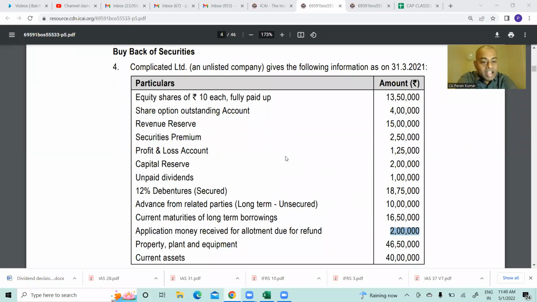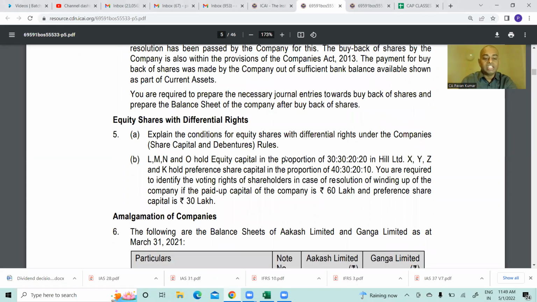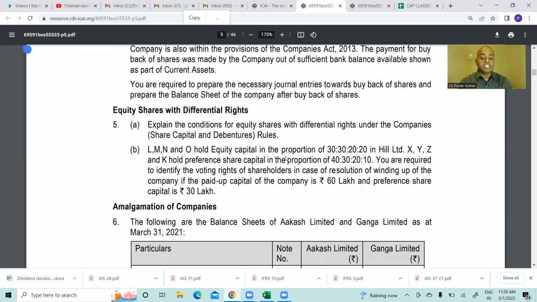So, hi guys, welcome back. So we have completed ESOP, we have completed buyback of shares. Let us see what next. The next topic is equity shares with differential rights.